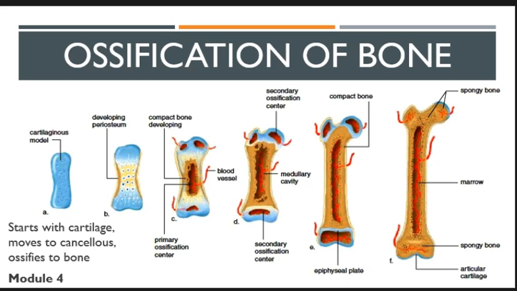So bone is hard and cartilage isn't as hard. We've seen cartilage. We know how that can be nice and bendy. It starts as cartilage and it becomes what is known as cancellous bone. We'll look at that in a lot of detail in module 4. Cancellous bone means spongy bone. It doesn't mean spongy because it's soft. It means spongy because it's got holes in it.